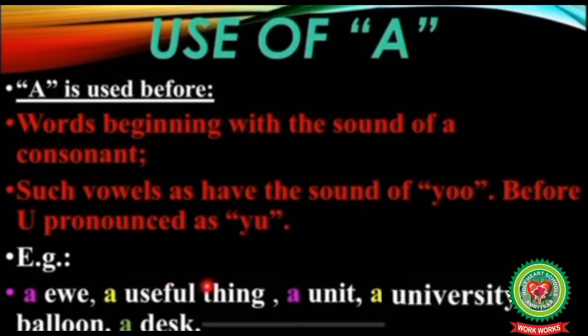A useful thing. U, though it is a vowel, is giving the sound of U. So I will be using article a. A unit, again the same, U, but giving the sound of U. A university. Though this is a vowel, it is giving the sound of U. So I will be using article a here. A balloon. So this is simple. B is a consonant, so I will be using a here. A desk. D is a consonant, so I will be using article a here.